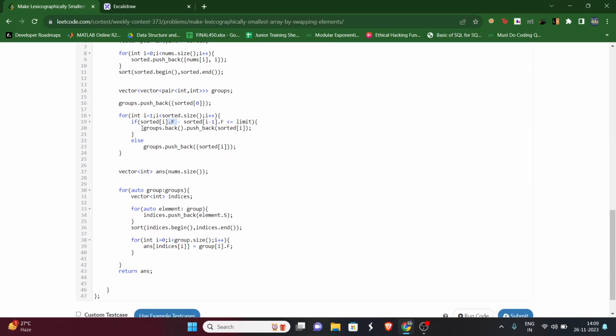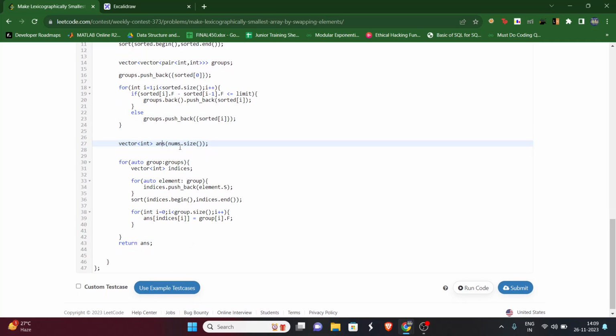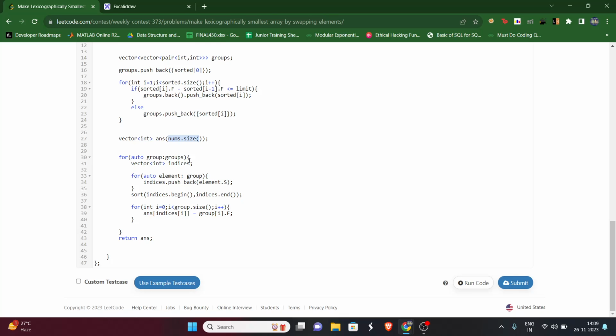Okay, and if that's the case, in the groups we have the group containing all the members of a particular group, right? So if there were two groups, we have to push in the last group, right? So in the groups we checked what is the last group, and we have compared it with that only, because we are always comparing with the just previous element. So if the difference is less than or equal to limit, we will push it back into the last group, else we will start a new group. Okay, and finally we have made an answer of size nums, whatever answer we require.